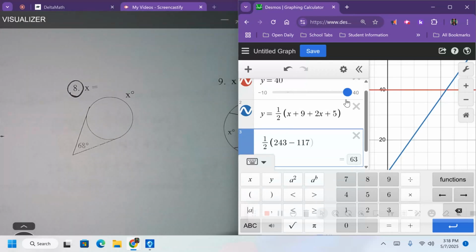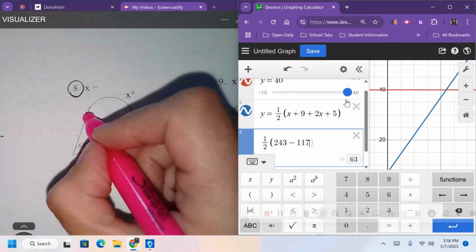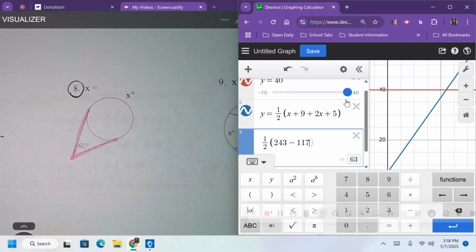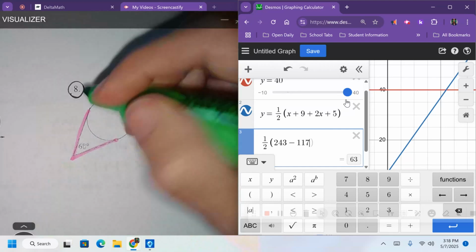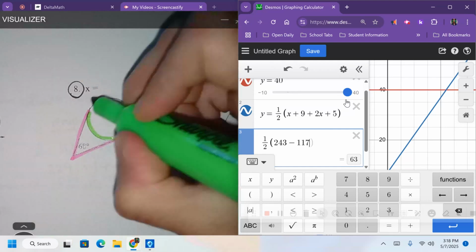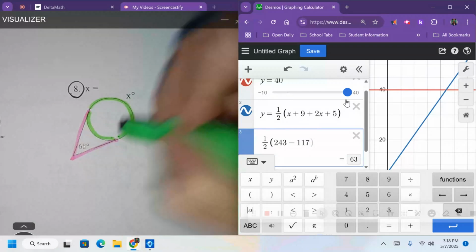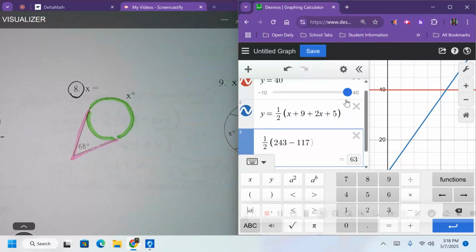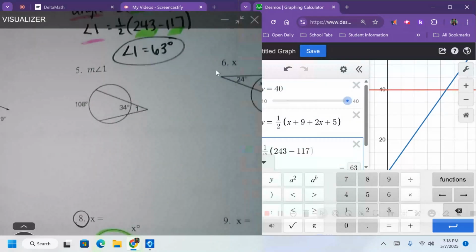This is one that usually throws people off. Here's my angle. Again, look at this. When I trace these 2 arcs, they end up creating the entire circle, okay? So just like up here, I'll make it larger for you.